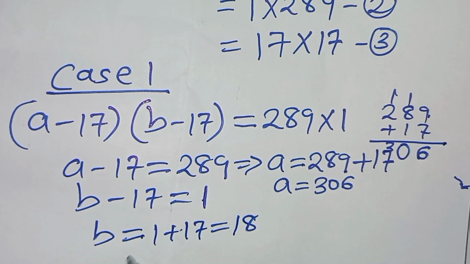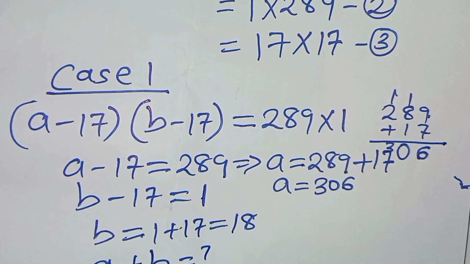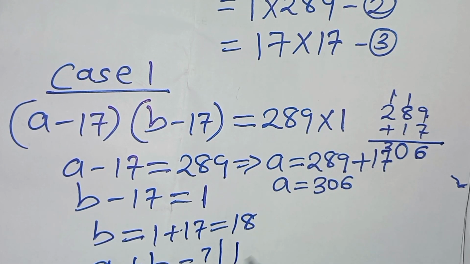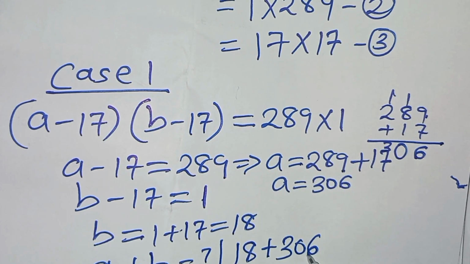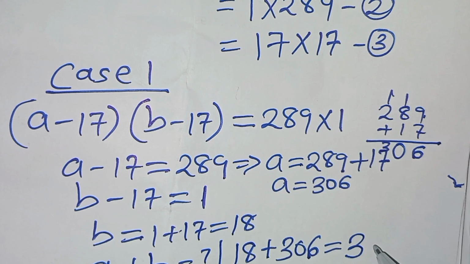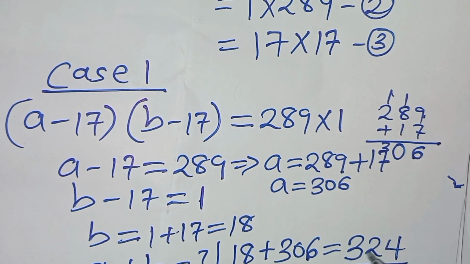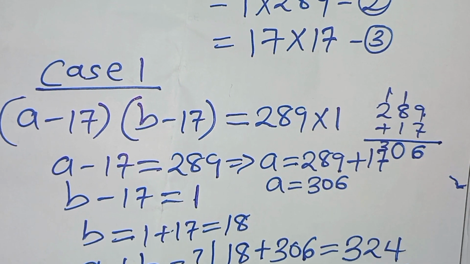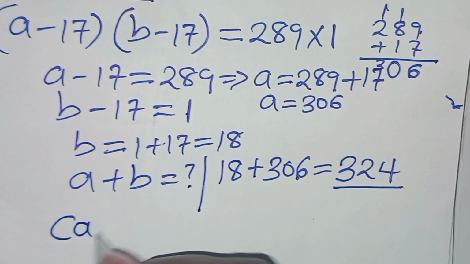So the question here is, what is a plus b? So we'll have 18 plus 306. What is 18 plus 306? This is equal to 324. And that is the first solution for case 1. Let's move to case 2.